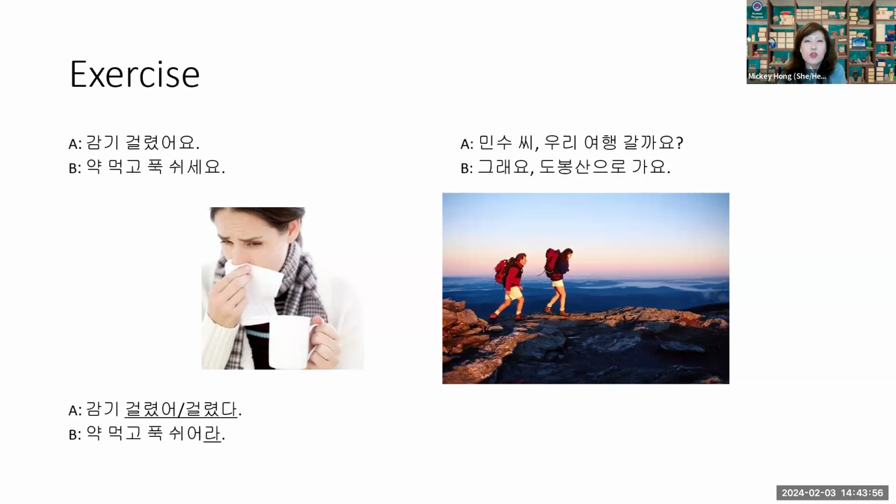민수 씨, 우리 여행 갈까요? You propose, shall we go on a trip. 그래요, 도봉산으로 가요. Okay. Instead of politely asking, you just propose. Let's go. 가자. 그래, 가자. Yeah, let's go.